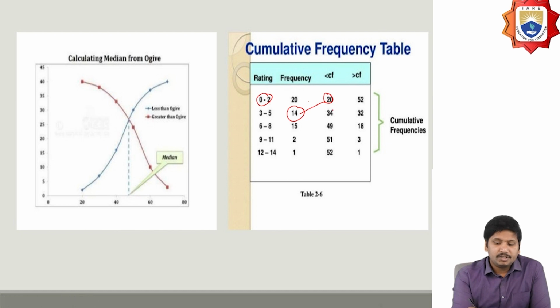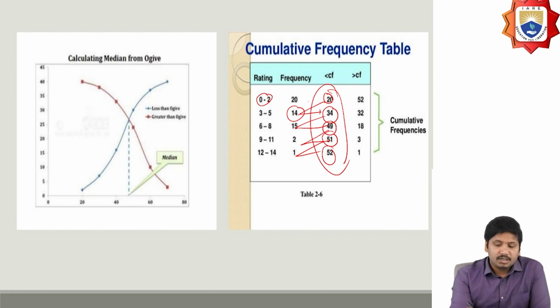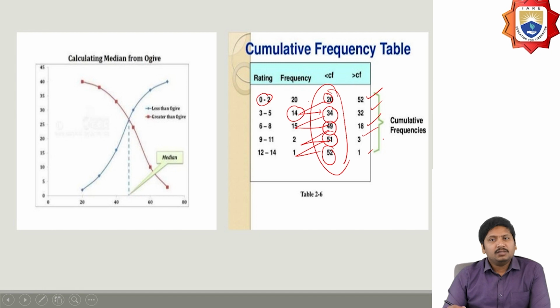So 20 plus the frequency, how much? 30. And 34 plus 11, 45. 49 plus 2, 51. And 51 plus 1, 52. So like this, you can construct the cumulative frequency. If it is greater than the original frequency, I can try it the other way, from 52 downwards. So like this, we can construct the cumulative frequency table, considering the less than frequency curve and then the greater than frequency curve.